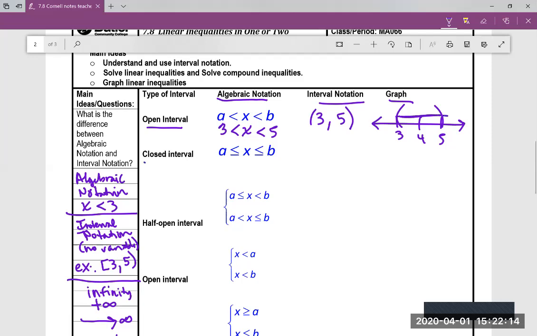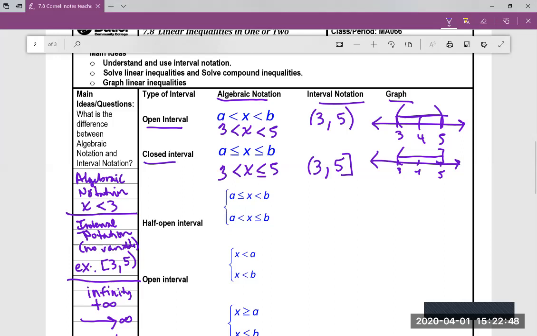Now, this one has one closed interval. Let's use the same numbers. 3 is less than x, which is less than or equal to 5. Okay, so here's what interval notation would look like for that one. 3, comma, 5, bracket. And here's what the graph would look like. Let's say we have our 3, our 4, our 5, bracket, open parenthesis. Okay, do you see the difference?